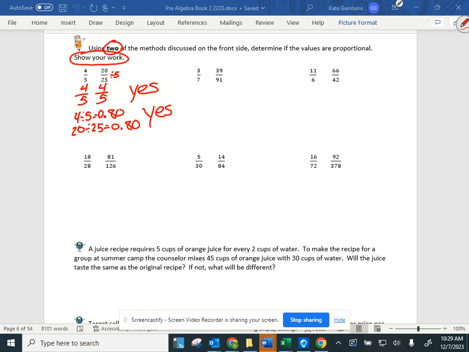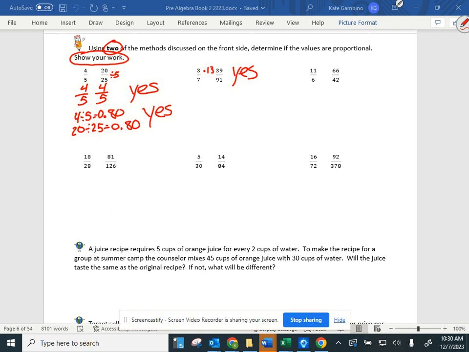If I can't simplify down to the same number, or doing the decimals gives different decimals, my answer is going to be no. Okay, if the multiplying across is by different numbers, to go from 3 to 39, what do I multiply by? 13. What's 7 times 13? 91. So I know using that scale factor, multiplying by 13, proves it is. I need to prove it another way.